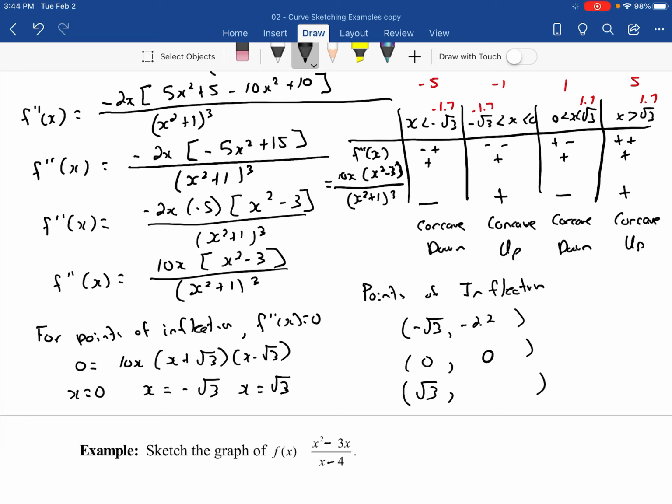When I sub in 0, well, that's the 0, 0 point. I subbed that in before. And when I plug in positive √3, I get 2.2. So you can do that subbing to make sure you get the same values as me. So all that information goes into my graph.